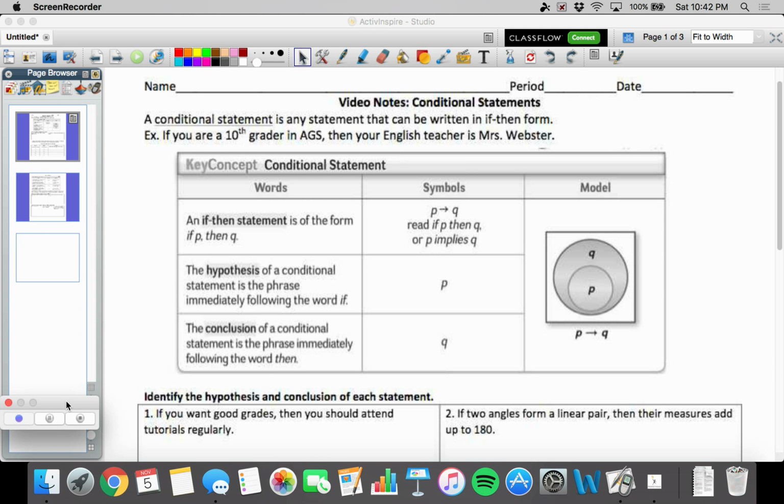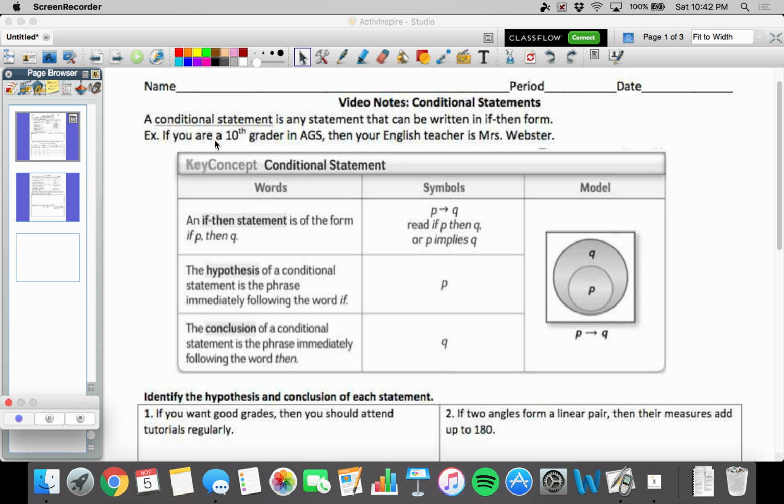So a conditional statement is any statement that can be written in if-then form. You might recognize these because if you write a hypothesis for a science project, you would write if blah blah blah, then blah blah blah. It's called a conditional because the truth value of whether the statement is true or not depends on whether the hypothesis is true and then whether the conclusion is true.